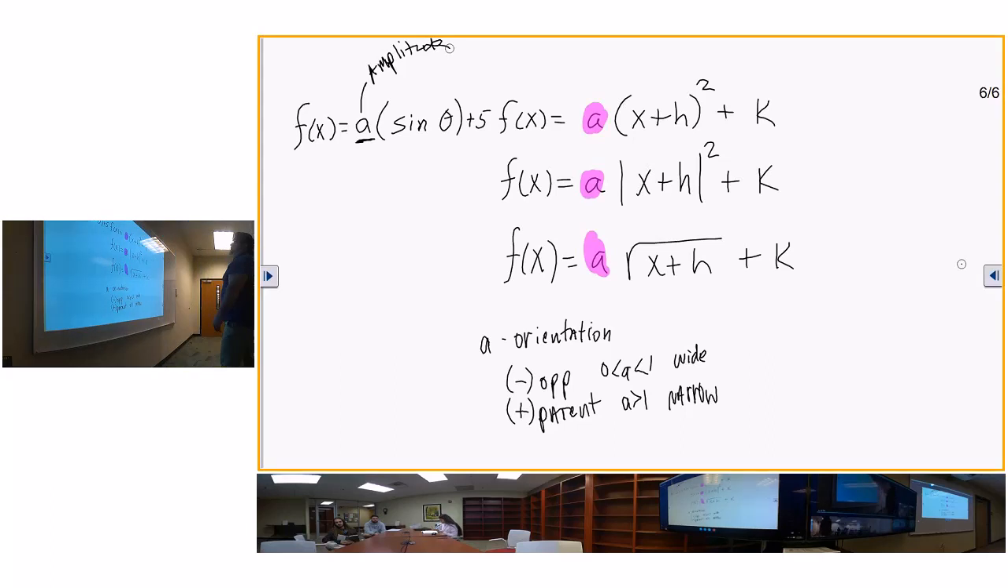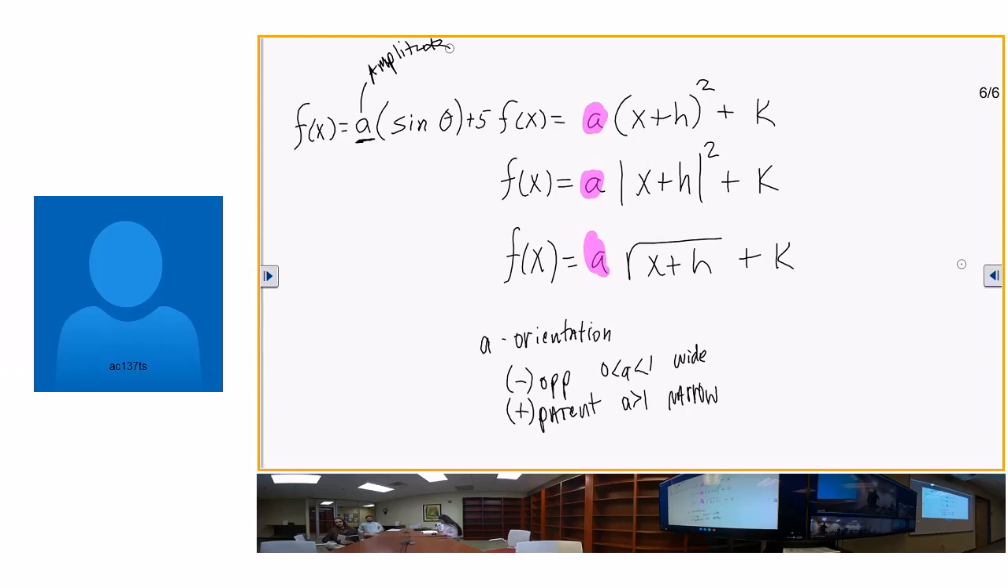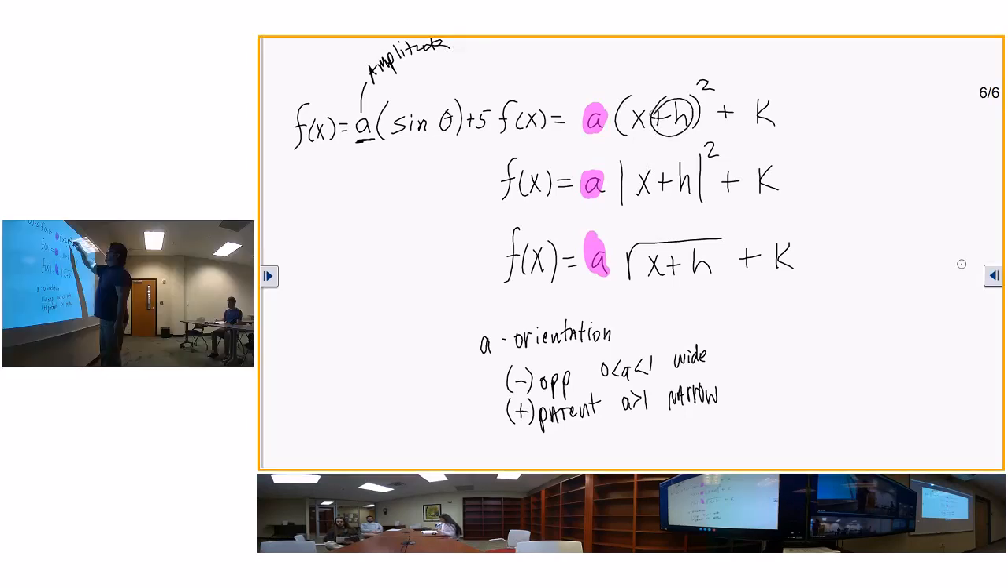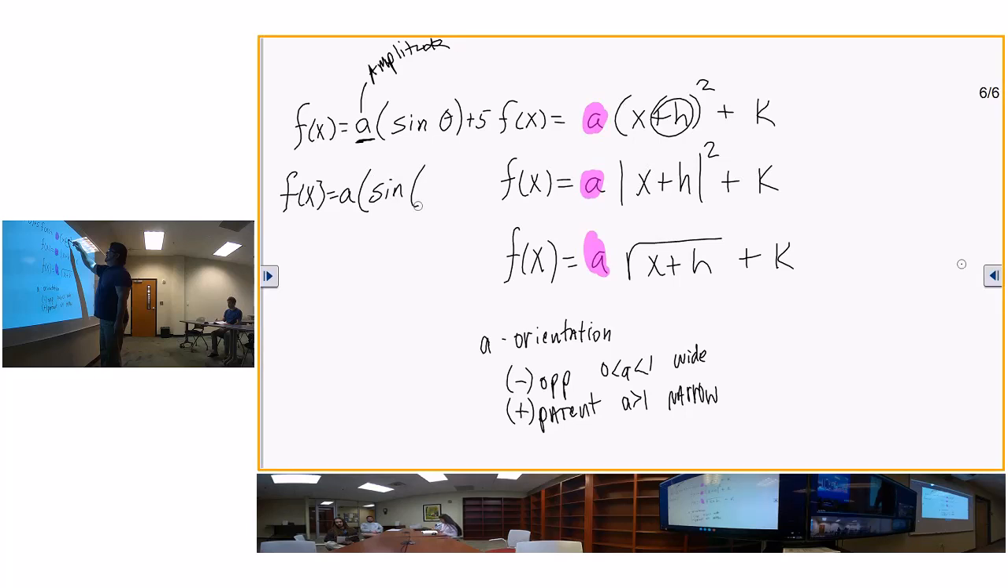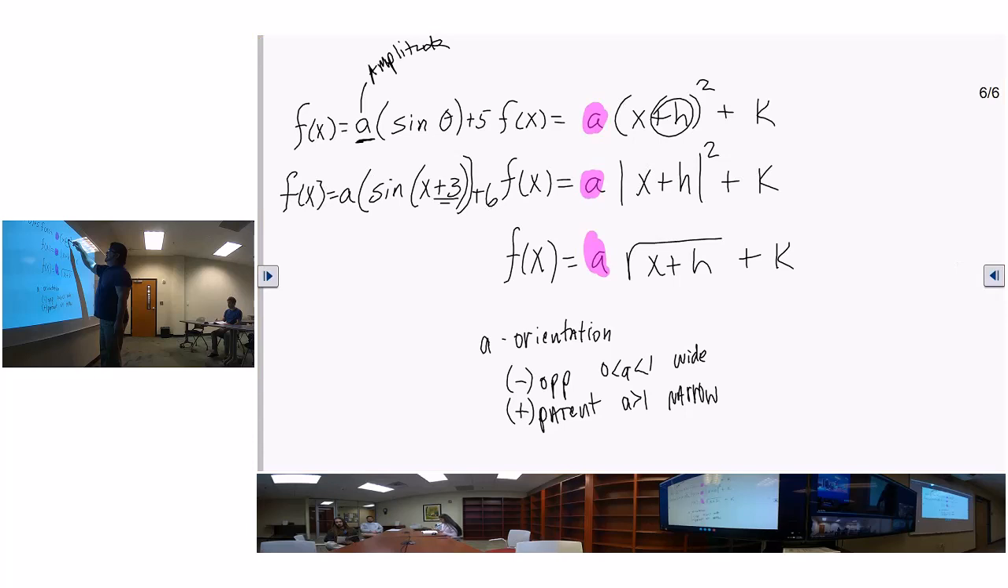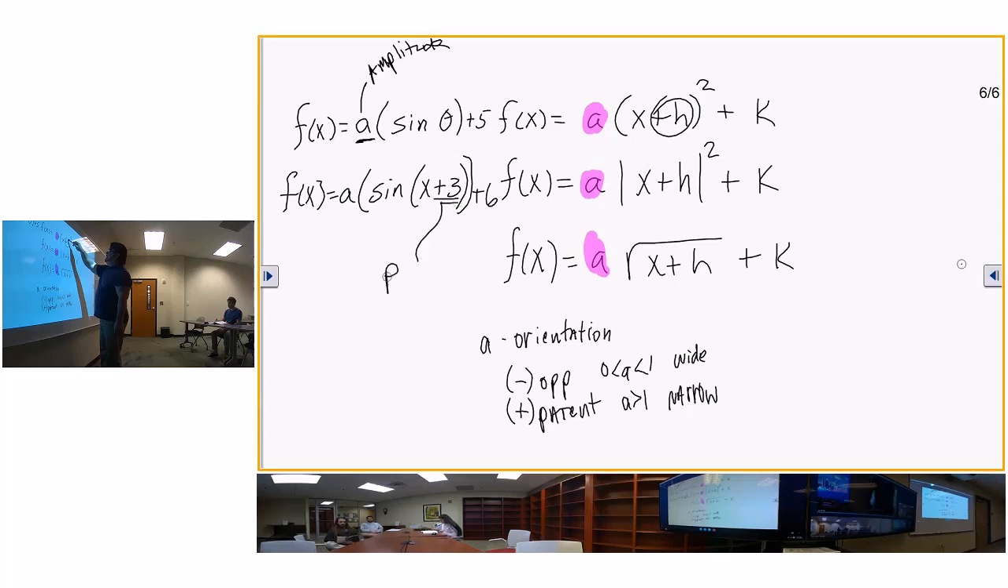It's called the amplitude. Amplitude is when it's squished up or what? Spread out. What is this called? That's called the horizontal shift. And here, f of x is equal to a times sine of x plus 3 plus 6. This is called not the horizontal shift, but the what? A shift.